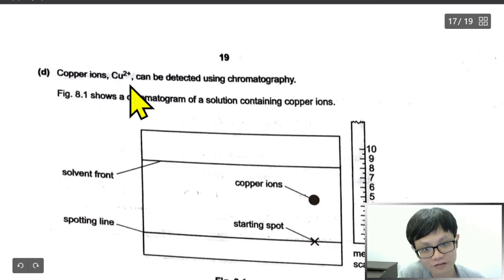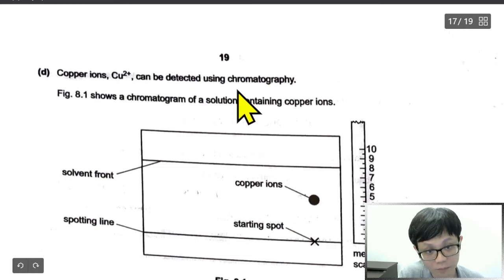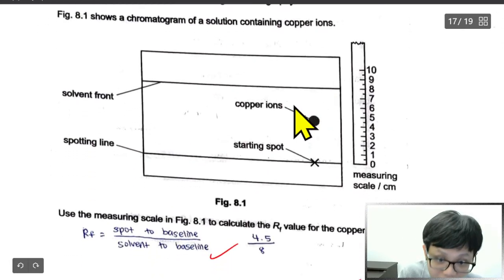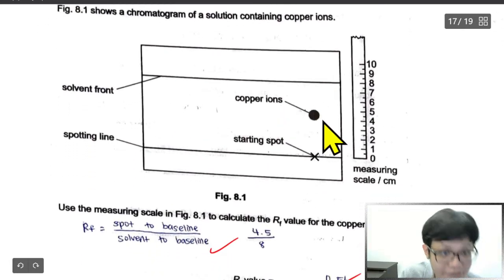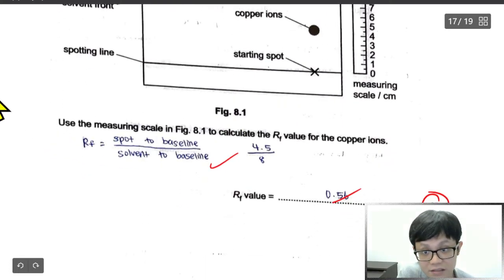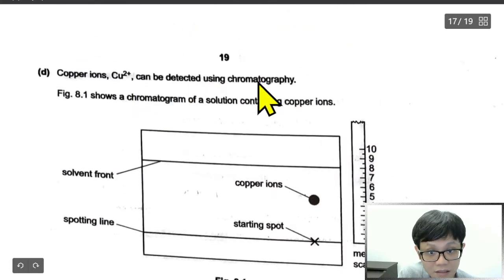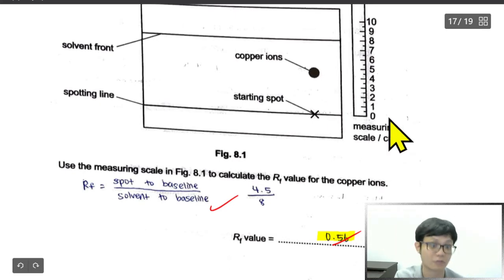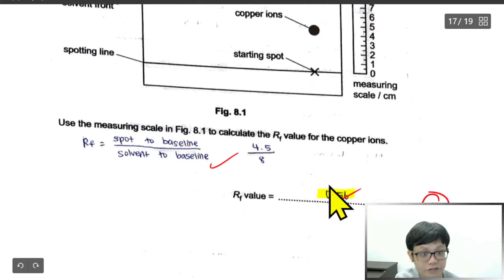Copper ions too can be detected by using chromatography. So probably the copper ion is which spot? We can roughly estimate it's copper if the Rf value is 0.56. Here it didn't say, but roughly, we can get copper ion if the Rf value is 0.6.